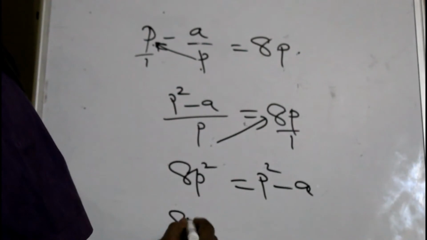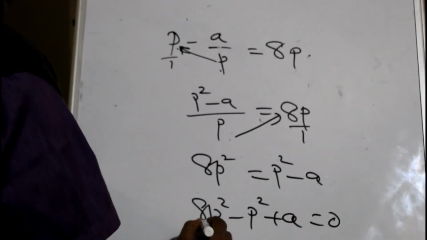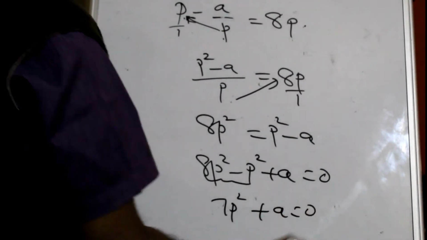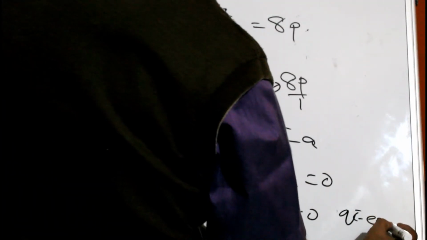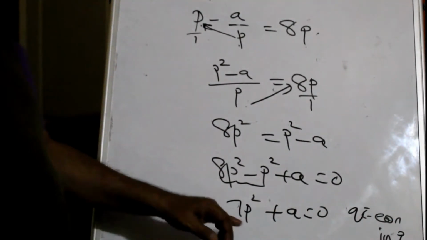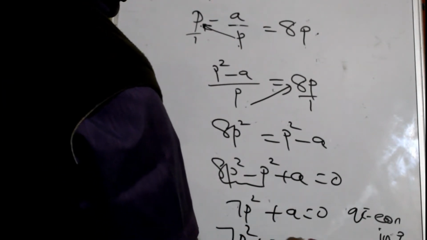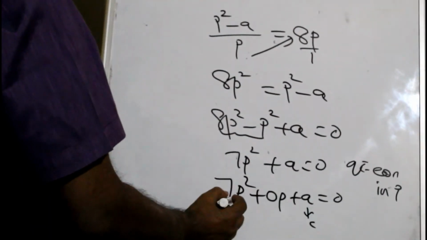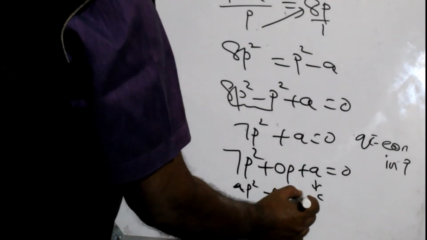Bring everything to one side, you get 8P square minus P square plus A equal to 0. 8P square minus P square is 7P square plus A equal to 0. This is a quadratic equation in P, because you got a P square term. You may ask me, there is no P term. If you want, you can write it like this: 7P square plus 0P plus A equal to 0. So this is called the constant. This is of the form aP square plus bP plus c.